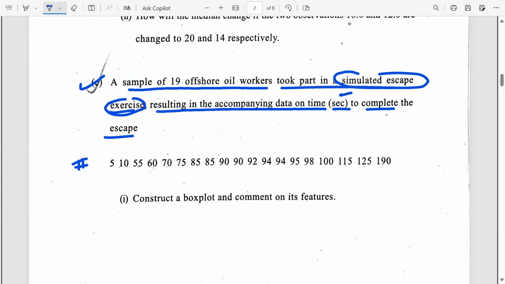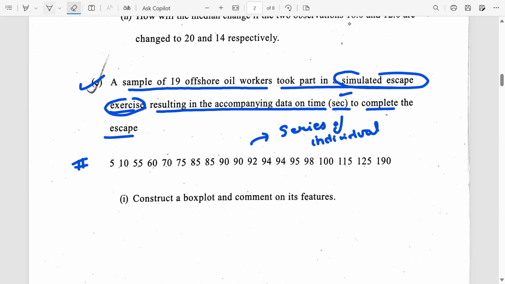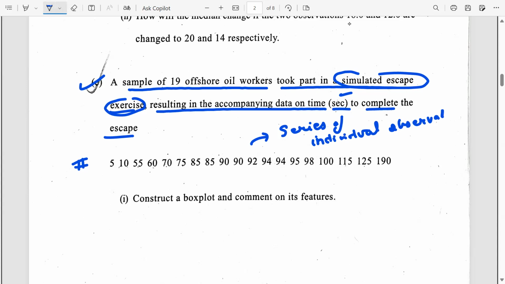Students can see that it denotes a series of individual observations. Remember from our statistics for business economics course, we have three kinds of data sets. One is a series of individual observations, then we have discrete series, and then we have continuous series. So this particular question, if you look at the data, it denotes a series of individual observations.